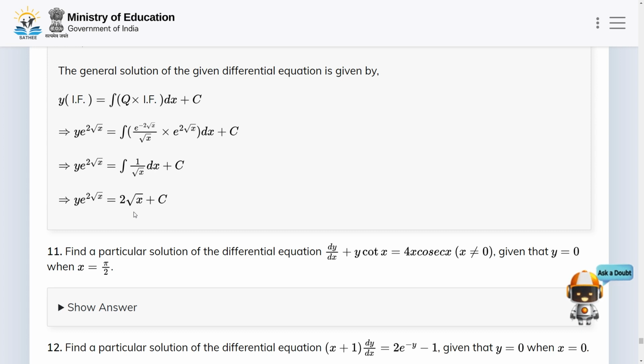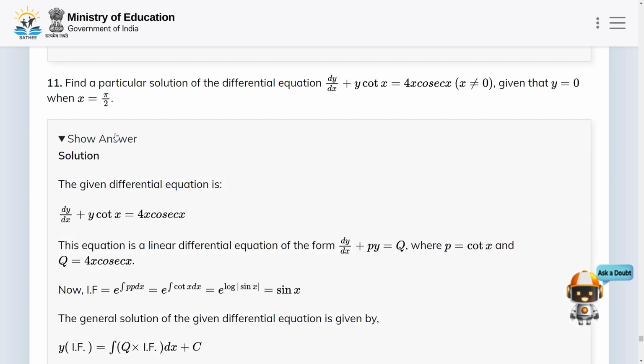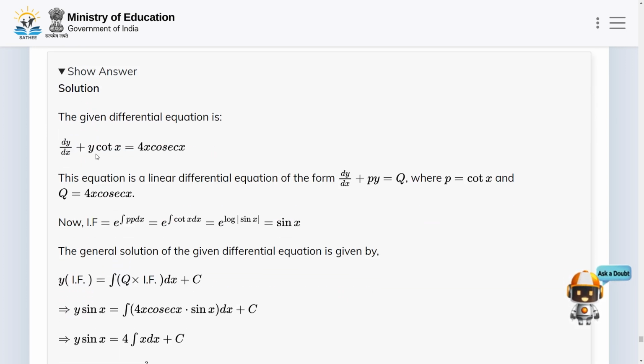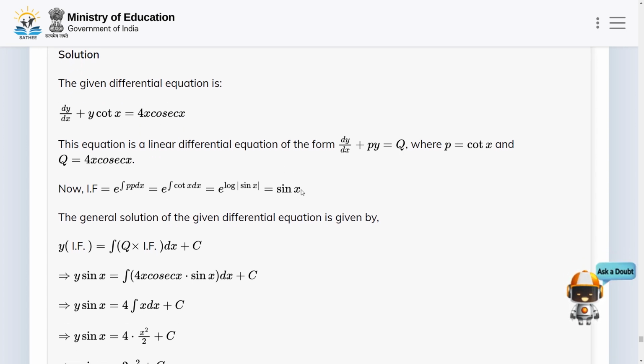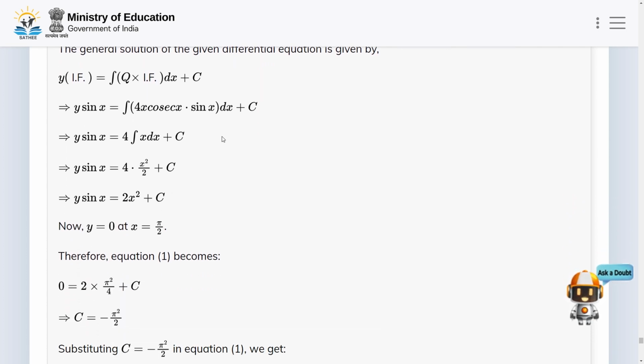Okay. Now 11th problem. We have to find the particular solution of this differential equation where the condition is y is equal to 0 when x is equal to pi by 2. So let's see. P is equal to cot x, q is equal to 4x cosec x. Integrating factor will be just sin x.